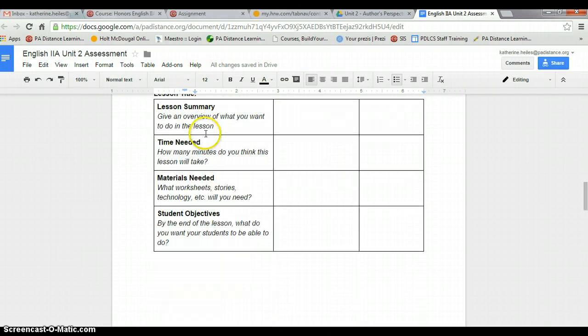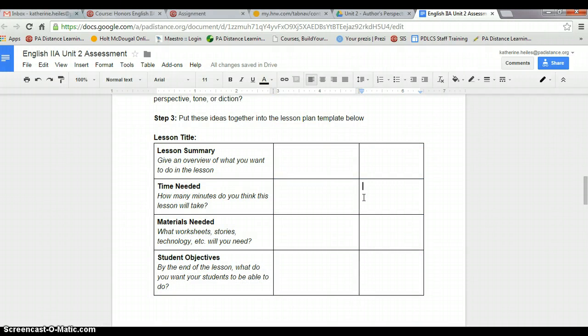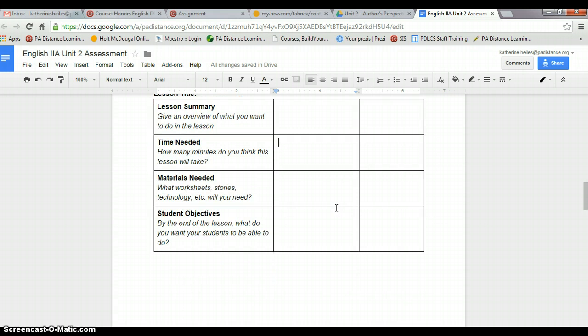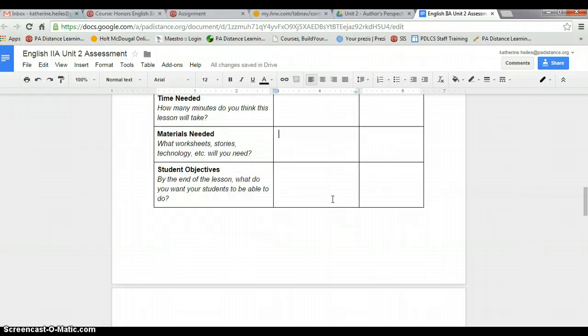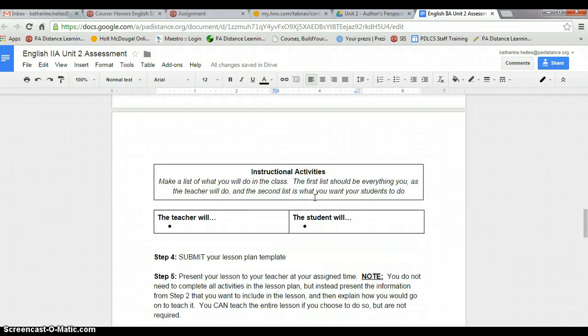And once you figure that out, this is what you're really going to complete. You want to try to come up with some kind of lesson. So first of all, what is an overview of what you want your student to do? How long do you think it will take? Are you going to need any materials? Are you going to give them a worksheet? Are you going to have them read something or do something? And then what do you want them to be able to do or to be able to tell you by the end? Then the next thing is just a listing of what you would do and what you would want your student to do to learn what you're teaching them.